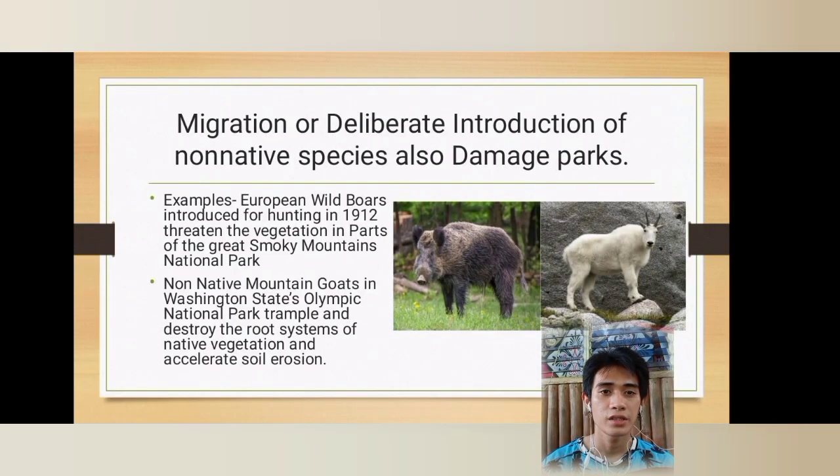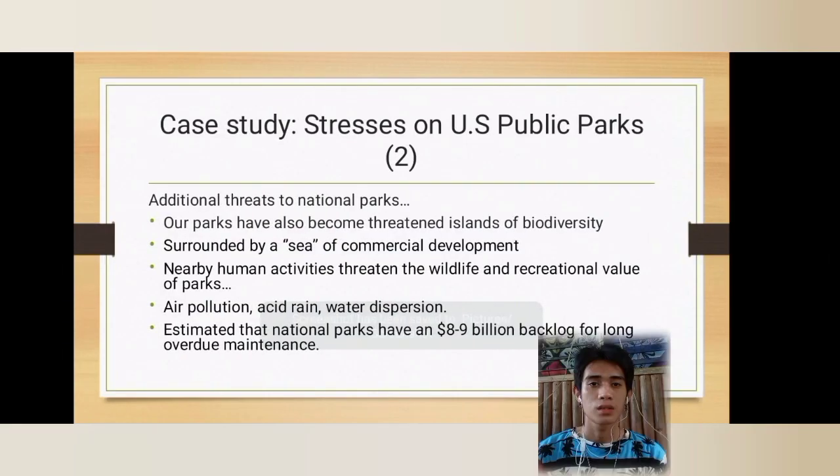Migration or deliberate introduction of non-native species also damages parks. For example, European wild boars introduced for hunting in 1912 threatened the vegetation in parts of the Great Smoky Mountains National Park. Non-native mountain goats in Washington State's Olympic National Park trample and destroy the root system of native vegetation and accelerate soil erosion.